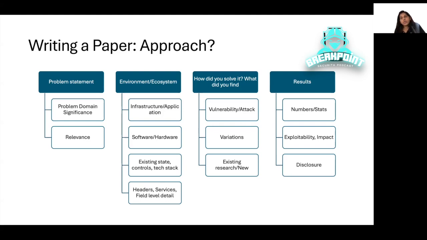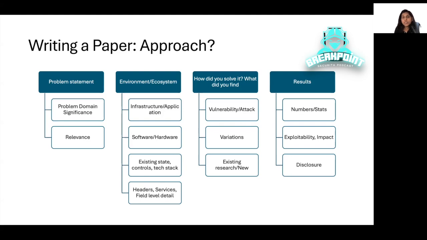And how did you approach it? So in the problem statement, which generally goes in the abstract, you have to minimize it, talk about what the problem is and what you have done to solve it in very, very high-level language. Then comes the part where you detail it.